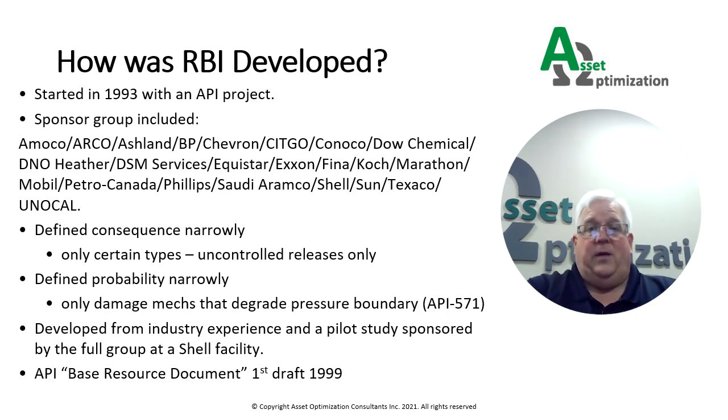The models and the methodology and the requirements were all developed by this group's industry experience, and they were piloted at an actual facility on the Gulf Coast. After they had proven themselves to work, or the industry group believed they would work, the first draft of the API base resource document was published as a draft in 1999.